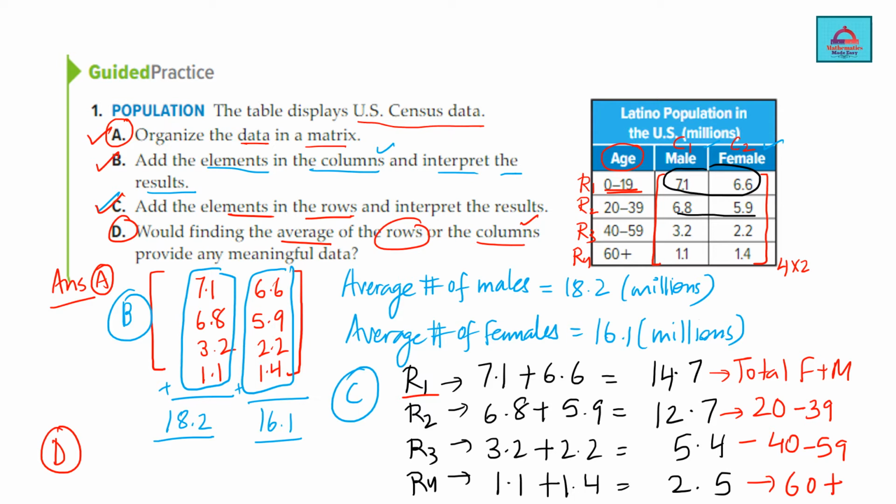So if I were to make a choice, if I have the option of taking average of rows or column, then the one that gives me more meaningful data is coming from the column. So I would go ahead with the average of the columns. So that's how you do the question.